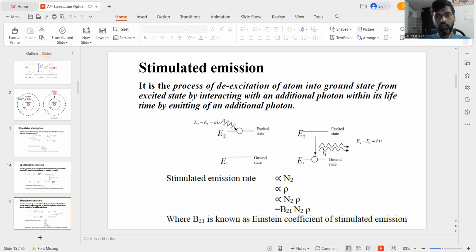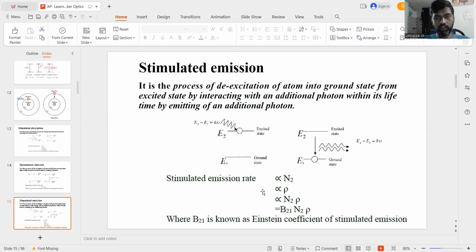Two photons are coming out from the atom at a time, and this is the stimulated emission process. This process depends on two parameters. The first one is the number of atoms in the excited state, that is N2, and the second is the energy density of the incident radiation. If you increase the energy density of the incident radiation, this process also increases. These are the two parameters which rule the stimulated emission process.